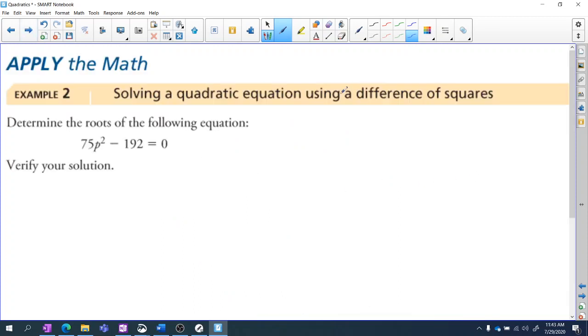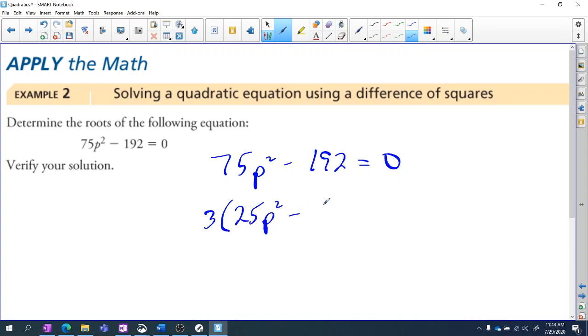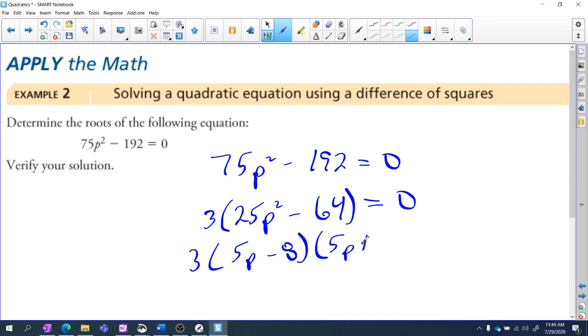This one gives us a bit of a clue. It says you can use difference of squares. So I've got 75p squared take away 192 is equal to 0. I'm going to try and factor the left side. There's a GCF of 3. Take out your 3: 25p squared minus 64, since 64 times 3 is 192. Difference of squares: 5p minus 8, 5p plus 8.